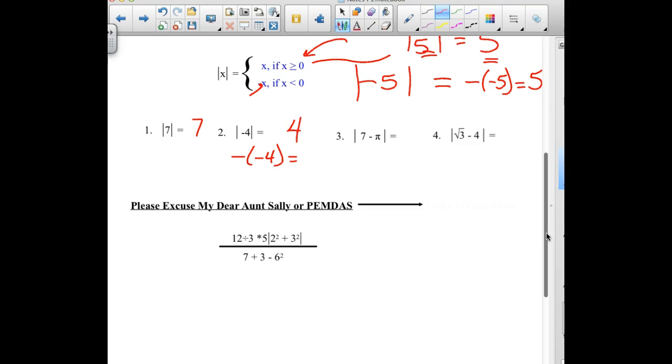Since pi is 3.14, we have 7 minus 3.14. That's going to end up being a positive value. So when we take the absolute value of 7 minus pi, we just get 7 minus pi.